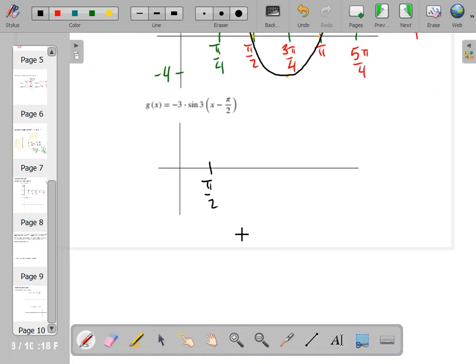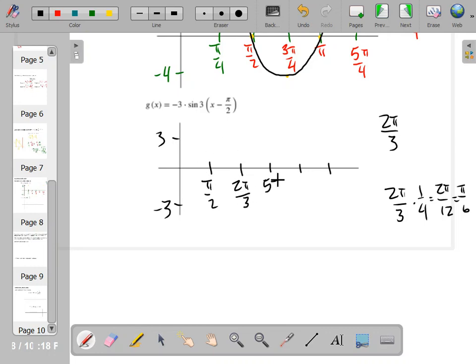This next one, we also have a phase shift, so I'll say we're starting at pi over 2. The amplitude is 3, but it's going to be negative, so this is going to be an upside-down sine curve. The period is normally 2 pi, but here it's 2 pi over 3. So what are we counting by? 2 pi over 6? So this is 3 pi over 6s, 4 pi over 6s, 5 pi over 6s, 6 pi over 6s, 7 pi over 6s.